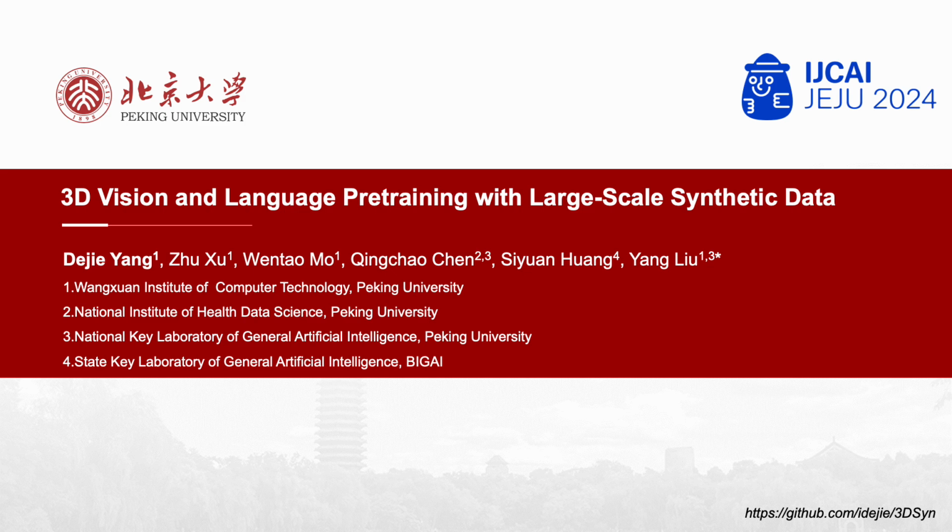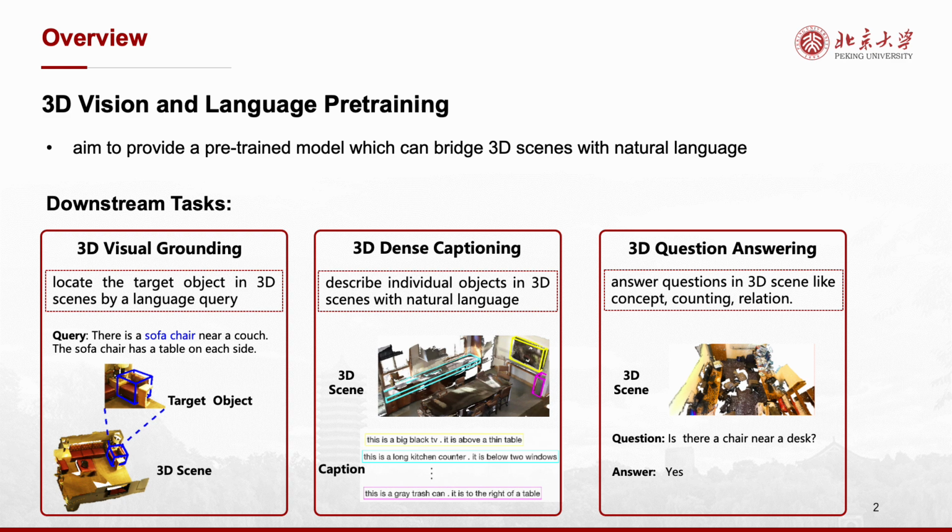Hi, welcome to our paper, 3D Vision and Language Pretraining with Large-Scale Synthetic Data. 3D Vision and Language Pretraining aims to train a model to bridge 3D scenes with natural language, which is important for embodied tasks such as 3D visual grounding, 3D dense captioning, and 3D question answering.